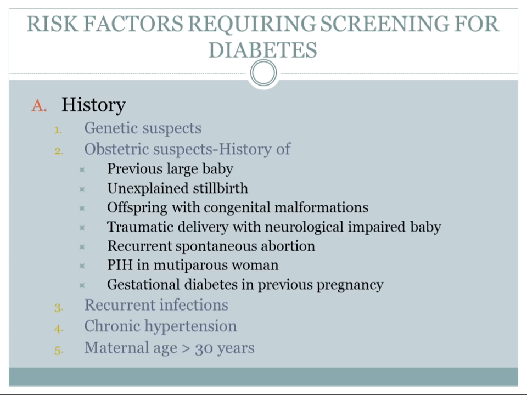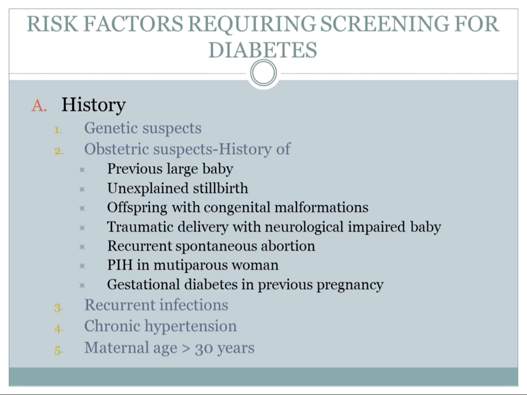Then history of gestational diabetes in a previous pregnancy is one condition about which you have to be alert, because gestational diabetes can be repeated in successive pregnancies. See, she may have recovered after she has delivered. In between, she may not have hyperglycemia, she may not have diabetes, but again she has become pregnant and she may develop diabetes again. So, history of previous gestational diabetes is important.